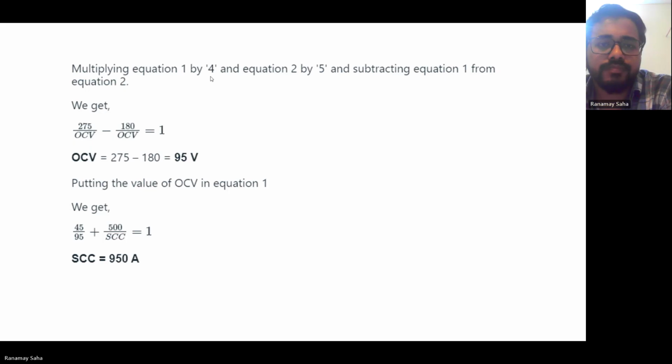Just simple rearrangements. Equation 1 by 4 and 5, and OCV is 95 volt, and then short circuit current SCC is 950 amps. Okay, simple as that. Try to understand this. And this is the last question.